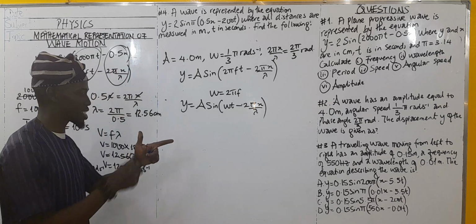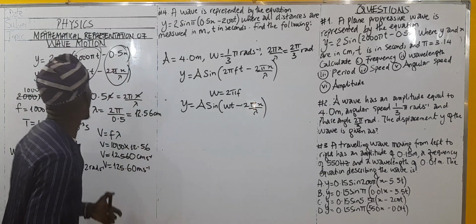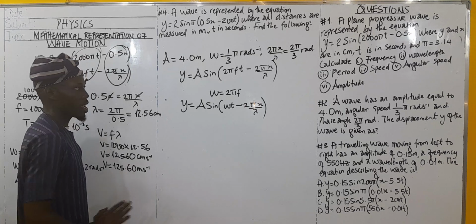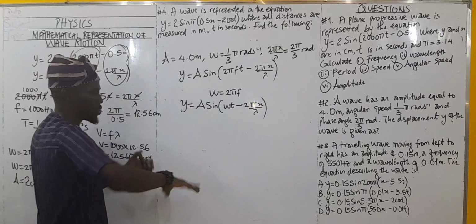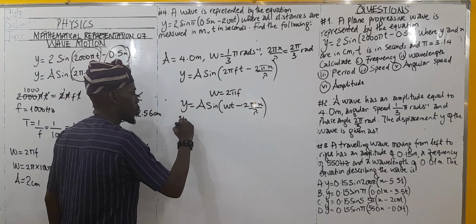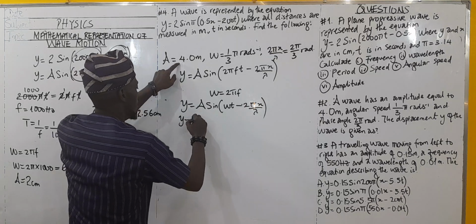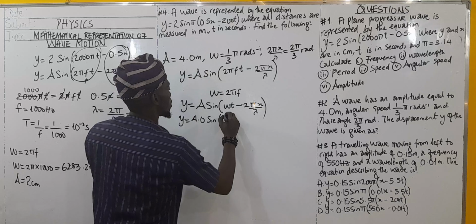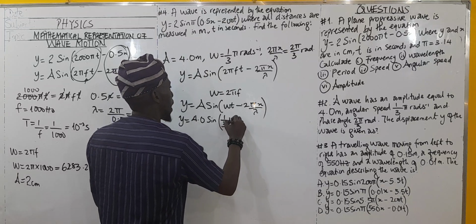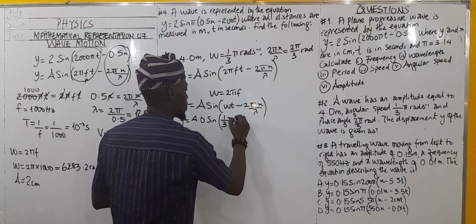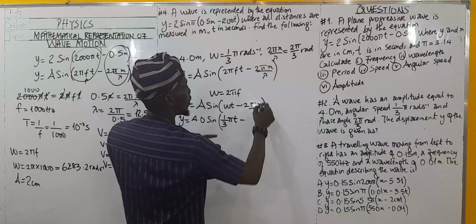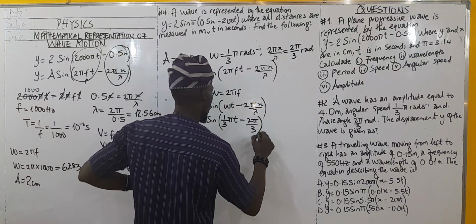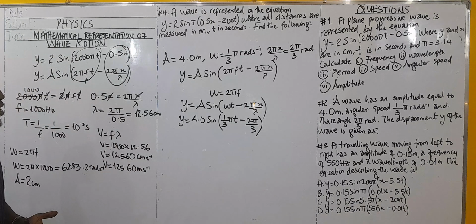So it means that my equation of wave motion can be this. We're going to see different ways. So I will write y equals A, which is 4.0, sine of w, which is 1/3 pi, t, minus the phase angle, everything here is 2 pi over 3. So this is the answer.